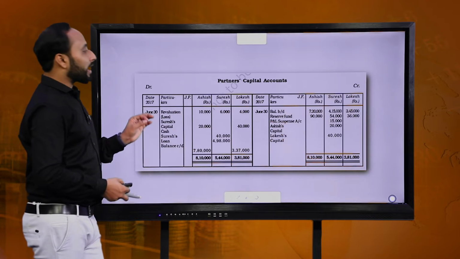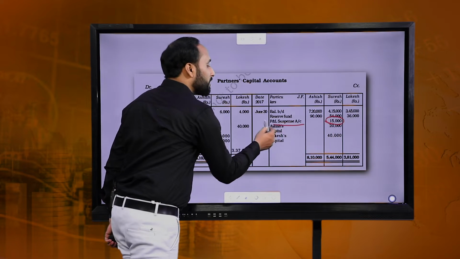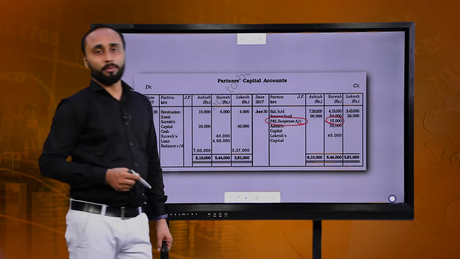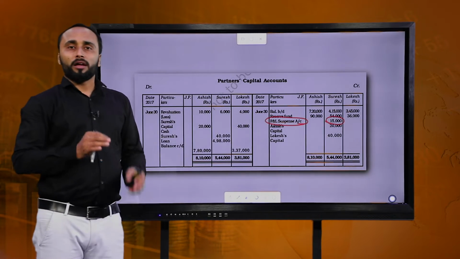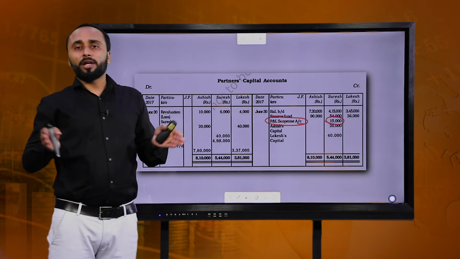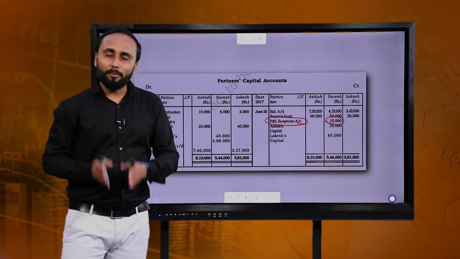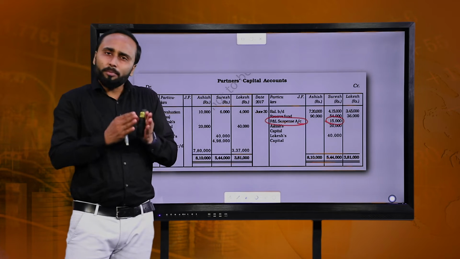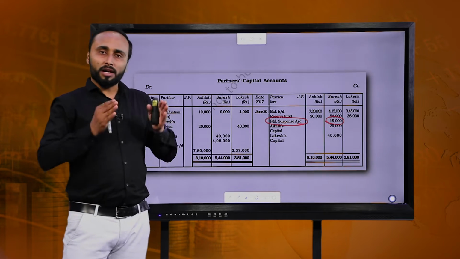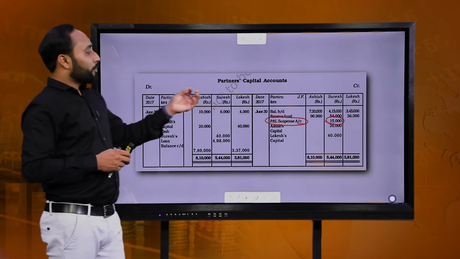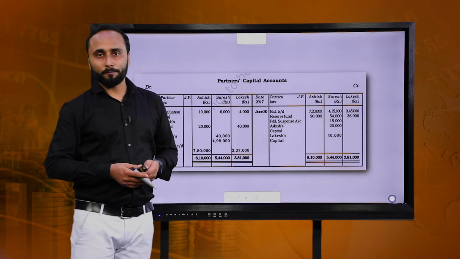Now this 15,000 will be given to Suresh, who is the retiring partner, with the name of P&L suspense account. We use the name of P&L suspense account because the retirement is being done in the middle of the year, and the P&L account has not been prepared yet. So we debit the P&L suspense account for the meanwhile. Later on, we'll make adjustments with the gaining partners. Right now, we make it with the P&L suspense account and credit the retiring partner's account here.